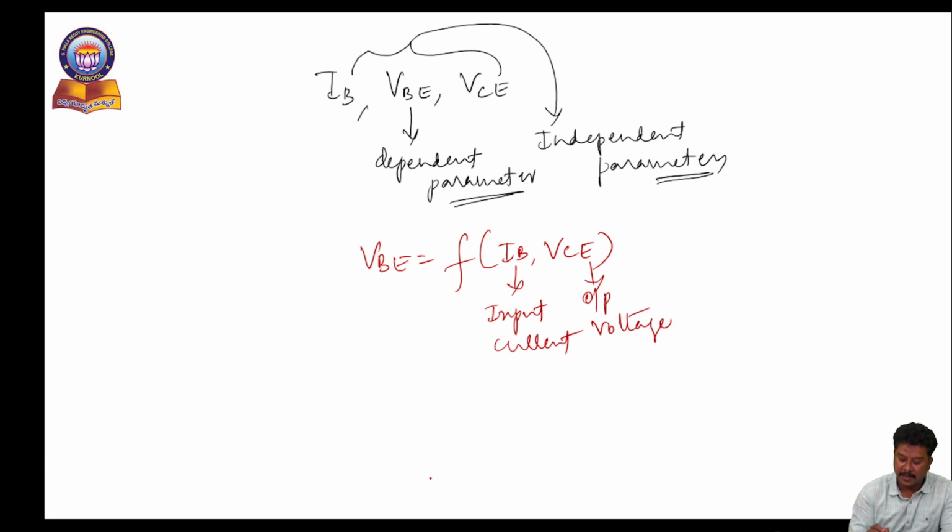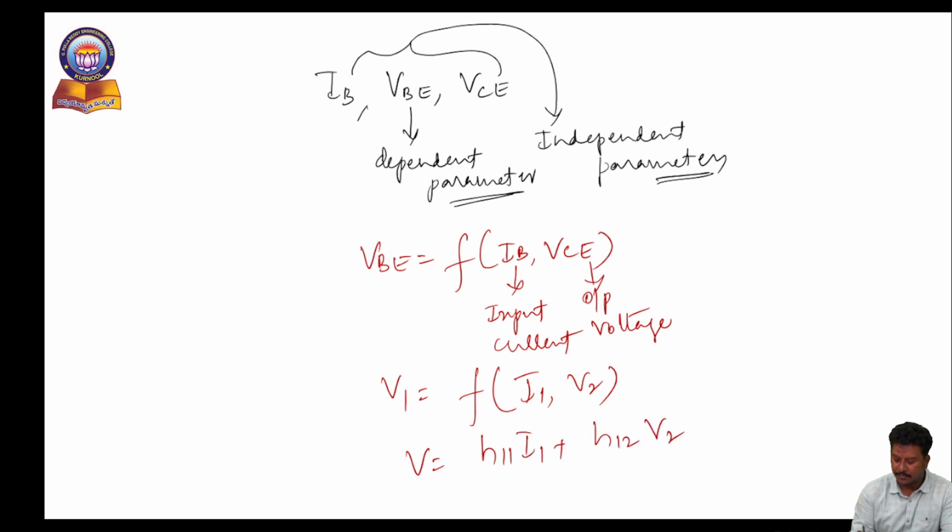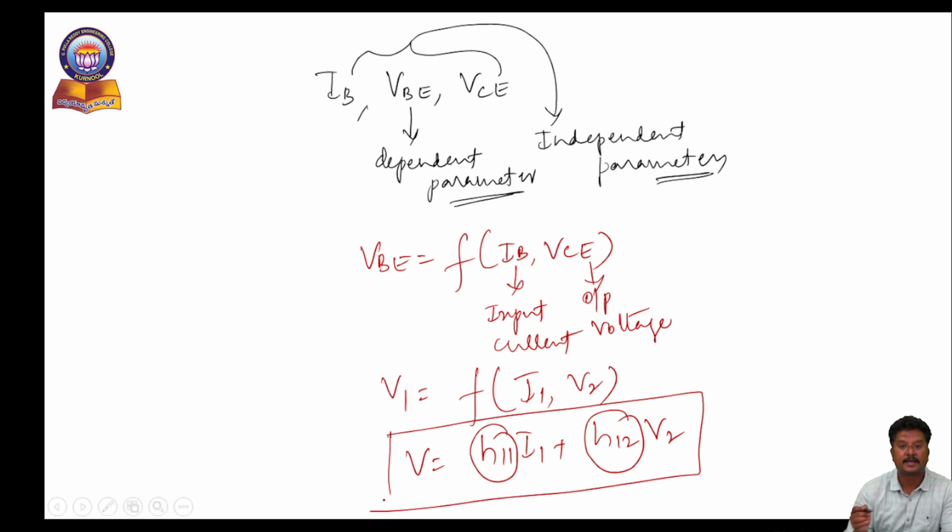So input current, according to the two-port network, we can consider this as V1, this as I1, V2. From this, we can frame the equation that V1 is equal to H11 I1 plus H12 V2. We don't know about H11 and we don't know about H12. That we have to define once we calculate the output characteristics, and we have to identify which one is dependent and which one is independent parameters.